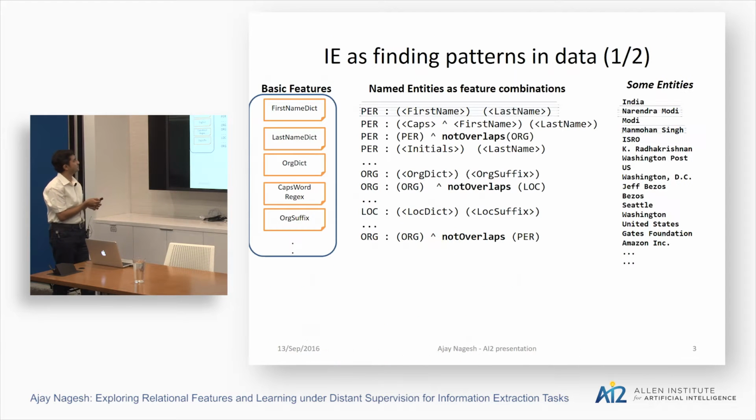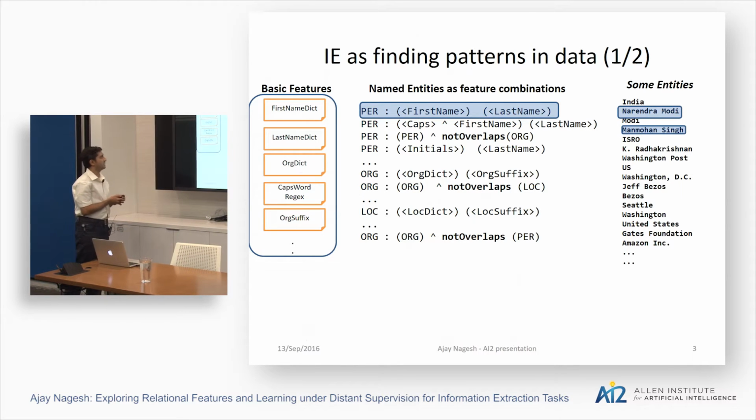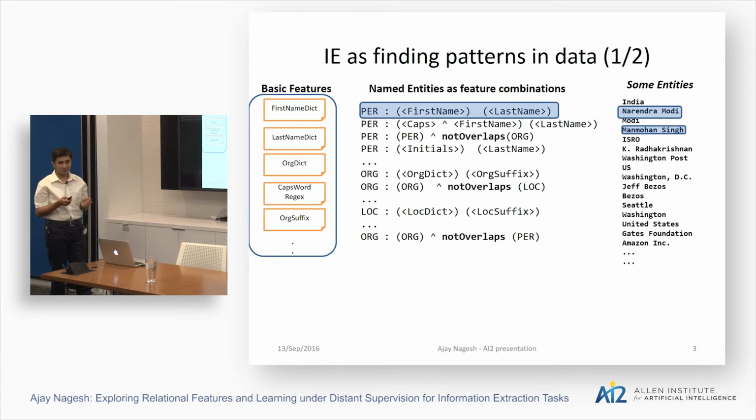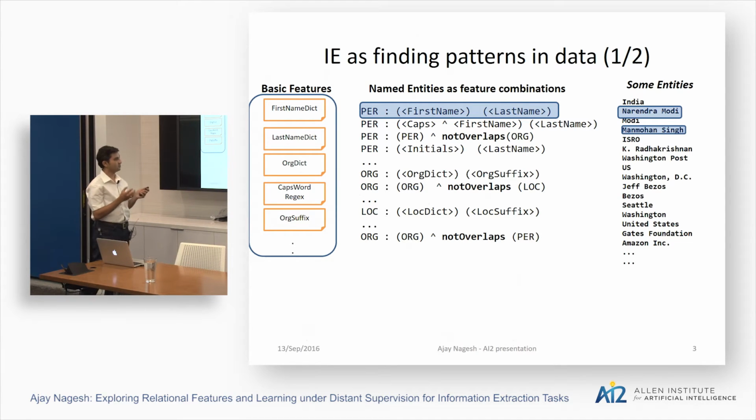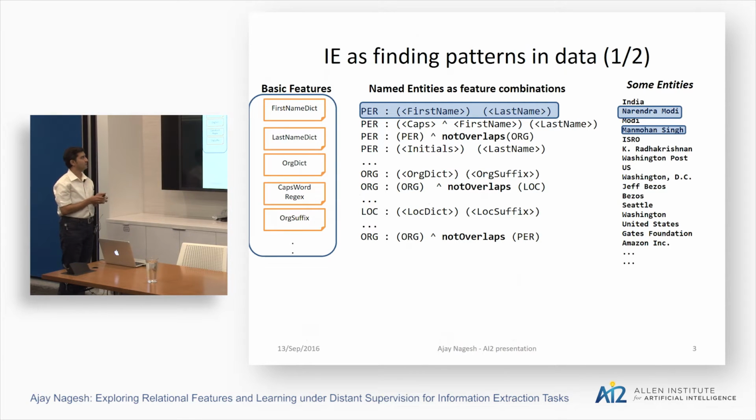Okay, so the way we look at information extraction is that of finding patterns in data. Suppose we are given a set of basic features like a dictionary of first names or last names and so on. To identify entities, we would have to form combinations of such basic features like a first name followed by a last name and so on.